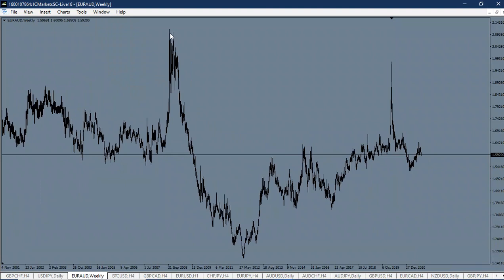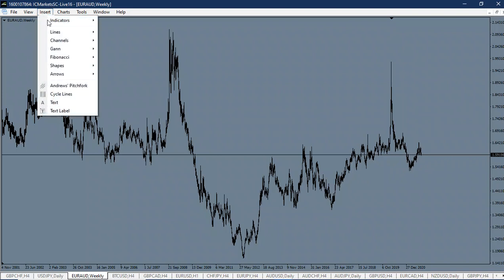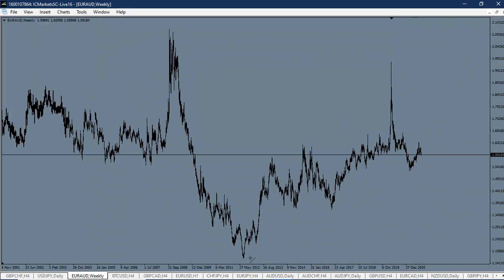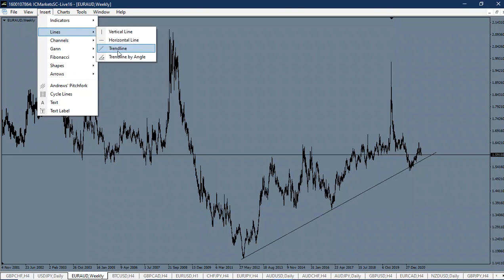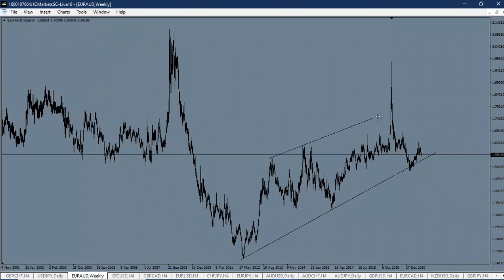Euro AUD, we can see we had an impulse and a correction, so we know we're expecting another impulse here in the coming months or even years. So when we draw our structure here, you can see we had a flag right here, a flag right here from this impulsive move.